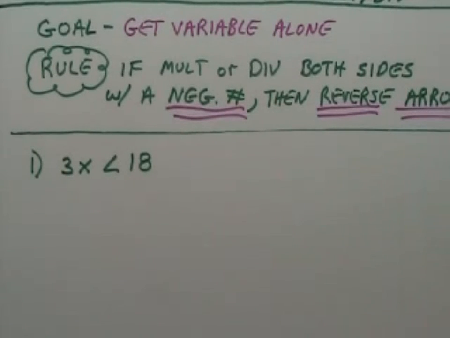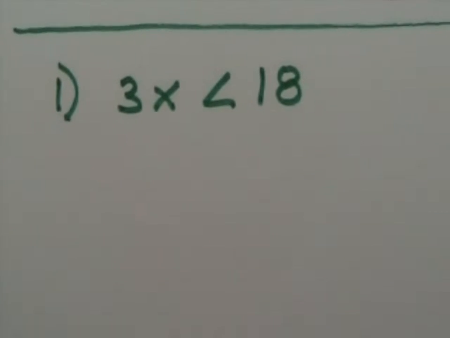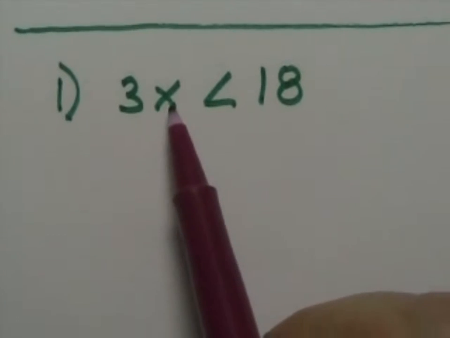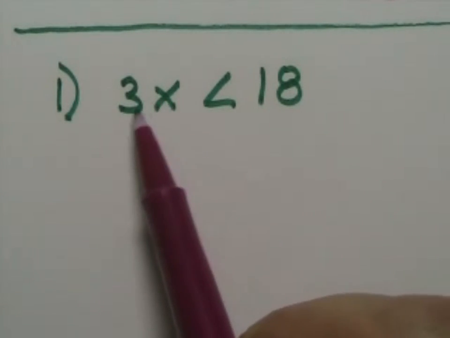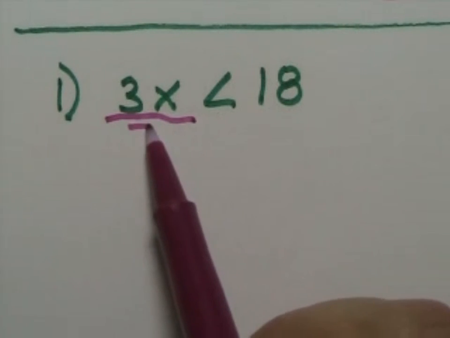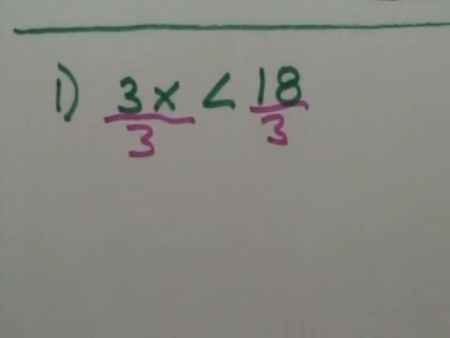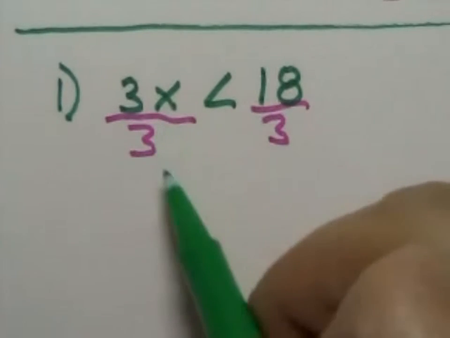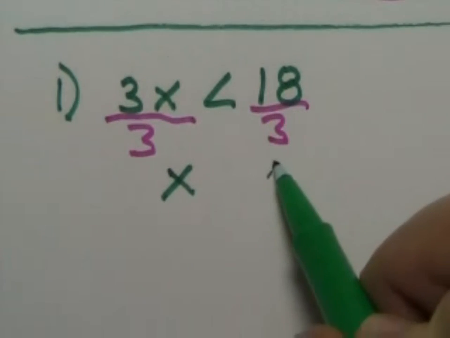Okay, I'm just going to draw a line across there, and now we're going to start with our examples. Remember, our goal is to get the variable alone. To get the x alone, I need to get rid of 3. That's 3 times, so I have to do the opposite of times. I divide by 3. Okay, so that is gone. That leaves x. And over here, 18 divided by 3 is 6.